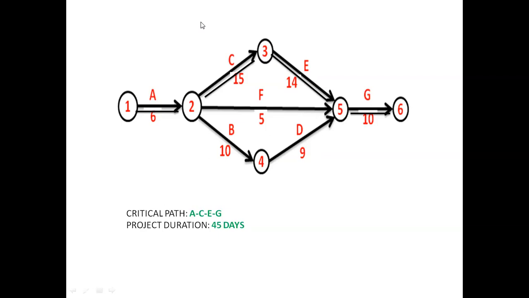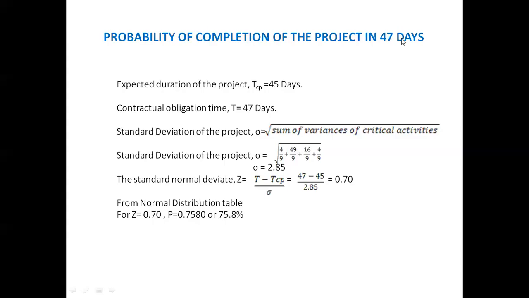Let us calculate the probability of completion of this project in 47 days. From the calculation, we found that the expected duration of the project, that is T suffix CP, is equal to 45 days. But the contractual obligation time T is equal to 47 days here. First, we need to calculate the standard deviation, which we know is the square root of the sum of the variances of critical activities. The critical activities are A, C, E, G.